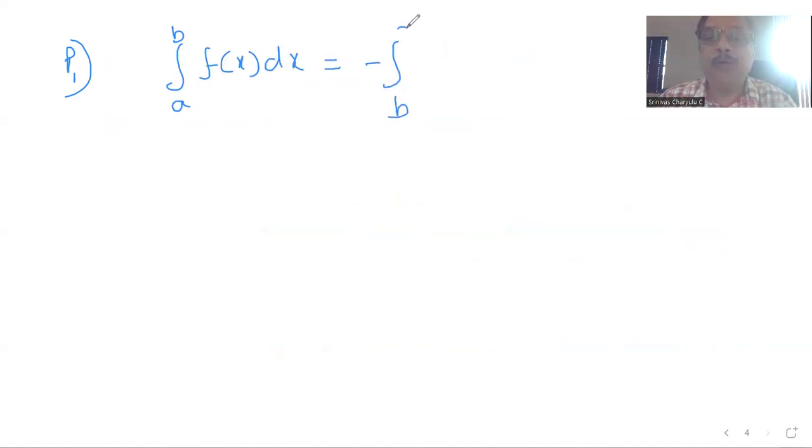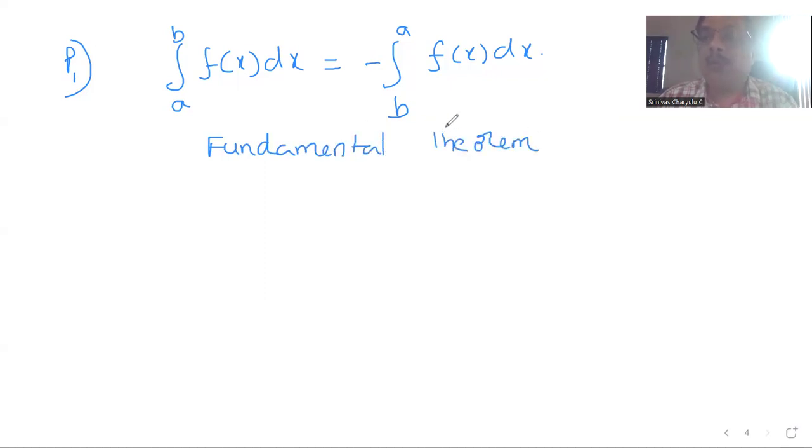Next, what is our P2, P1? Second property. Integral a to b f of x dx is equal to minus integral b to a f of x dx. So here we will use the fundamental theorem of calculus. This we will use.